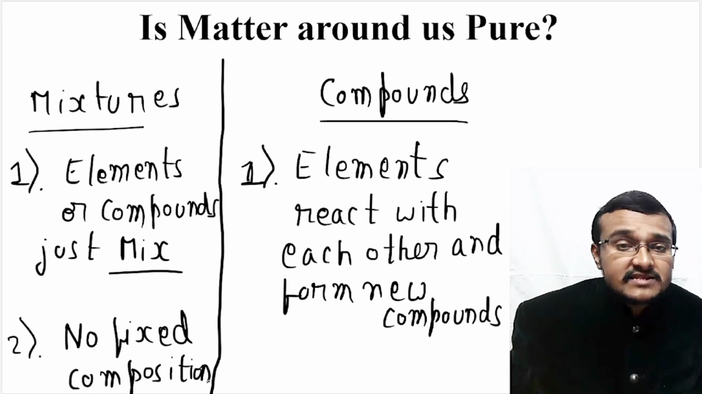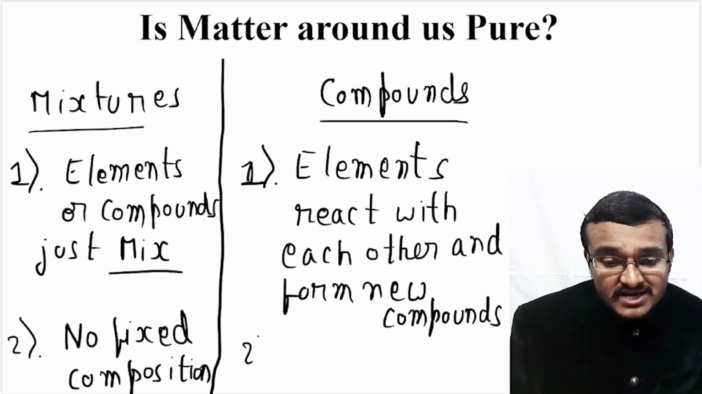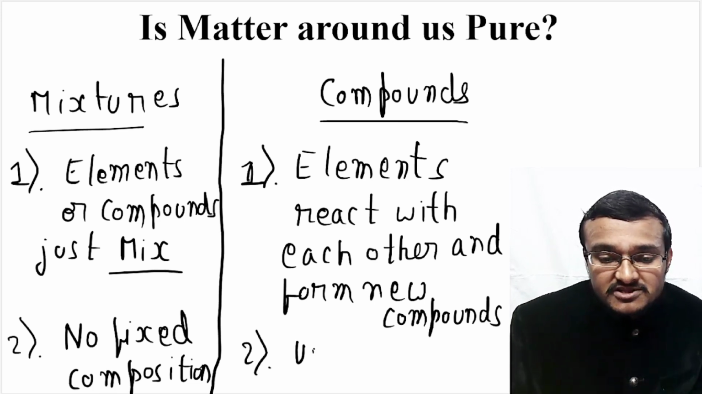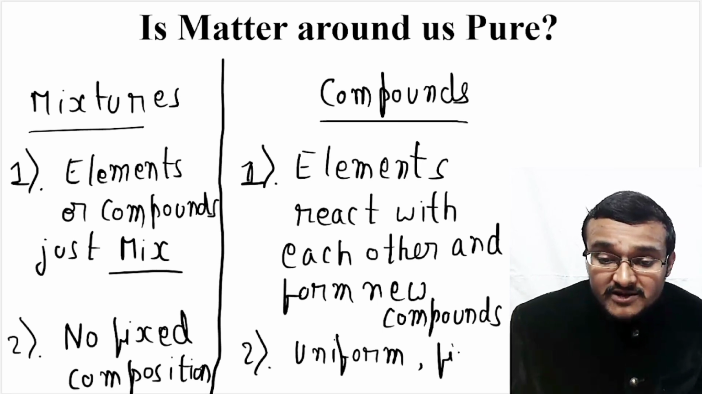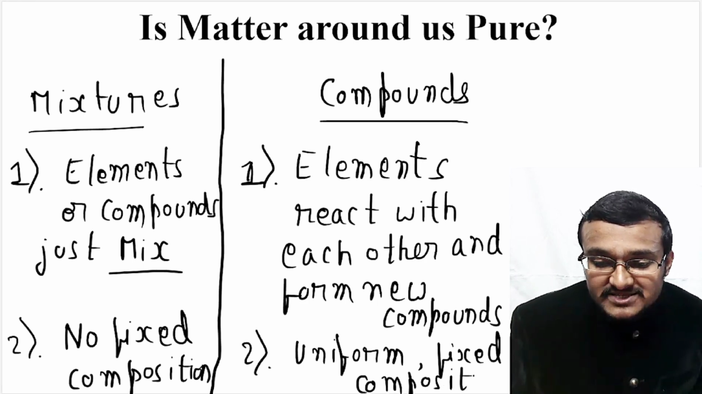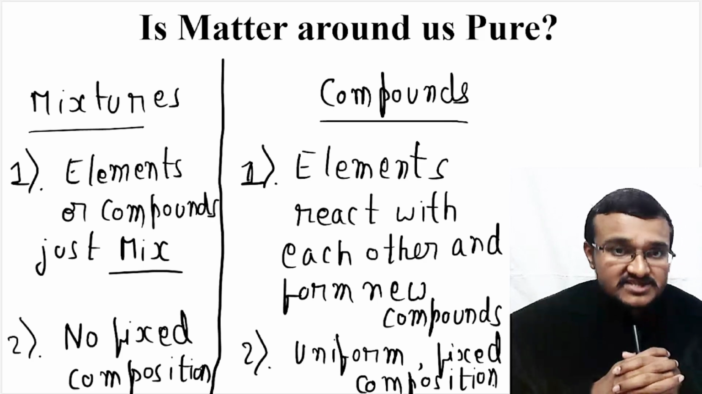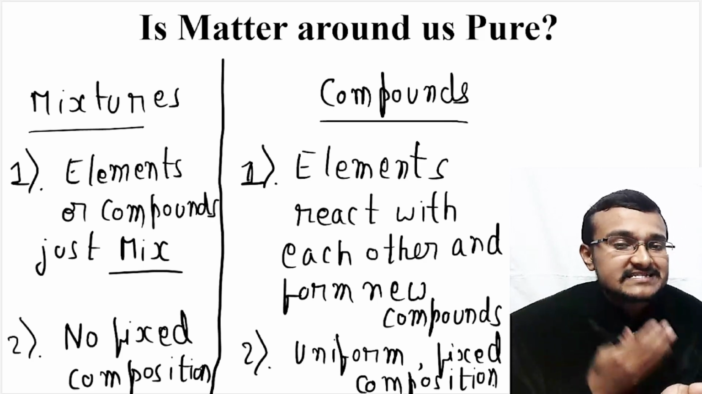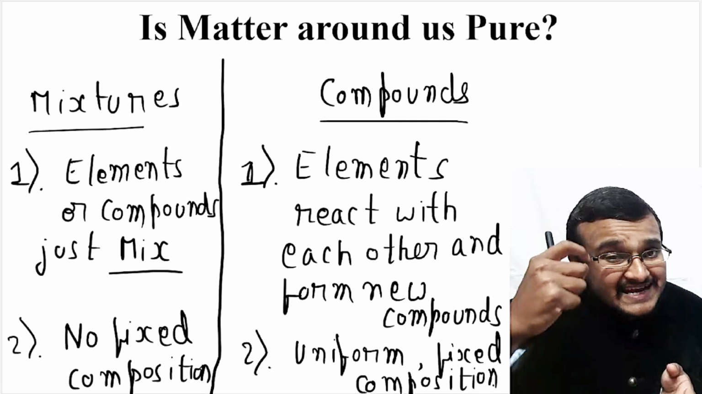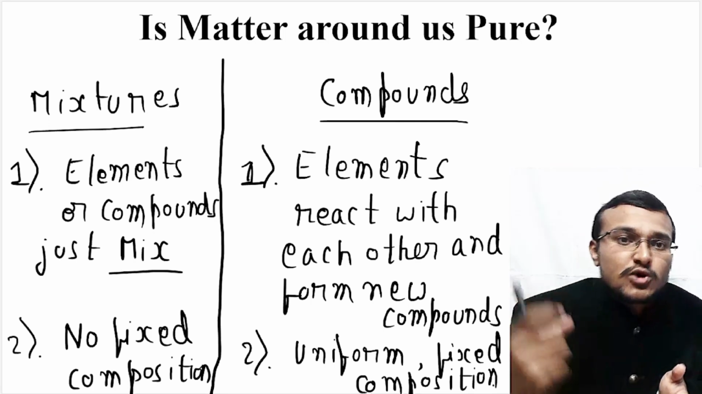But in the formation of compounds, there will be a uniform, fixed composition throughout the compound. Let's say you are mixing hydrogen and oxygen, and they react with each other and form water, that is H2O. That particular H2O composition is maintained throughout the water.